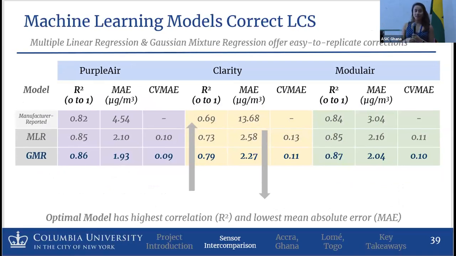It's okay. The Clarity have a lot more spread. The modular are a lot closer to the reference monitor. And all of these figures are available in the paper if you want to check them out more. But the key takeaway is that the sensors are pretty accurate, but not all exactly the same.